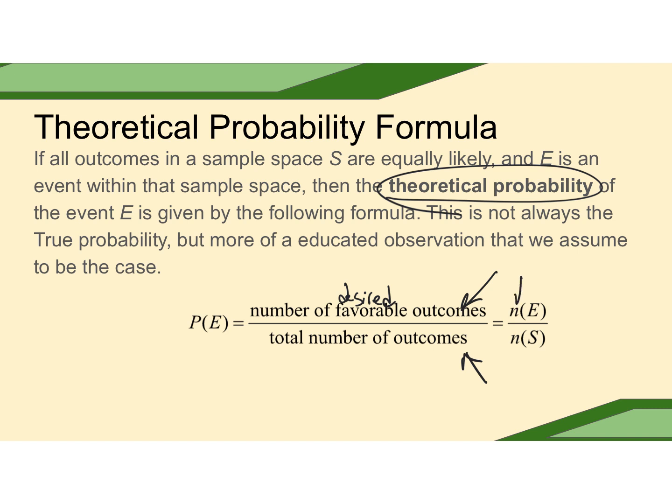Now, this right here, it says N of E. This really just represents the number of events we want. This represents the number of the sample space that we want.